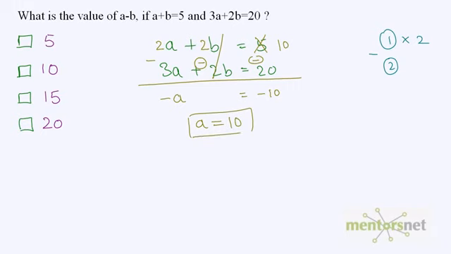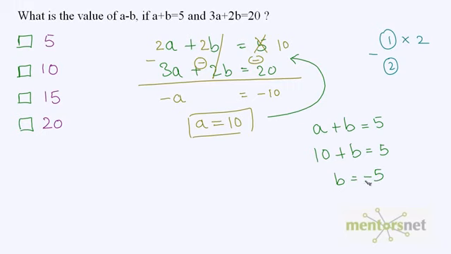Now we have to calculate the value of b. So let's put this a equal to 10 in equation 1, the original equation, which is a plus b is equal to 5. A is 10 plus b is equal to 5. So b is equal to 5 minus 10, that is minus 5. So you have a as 10 and b as minus 5.